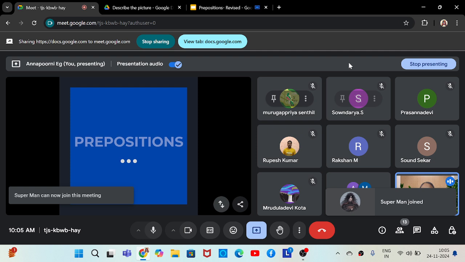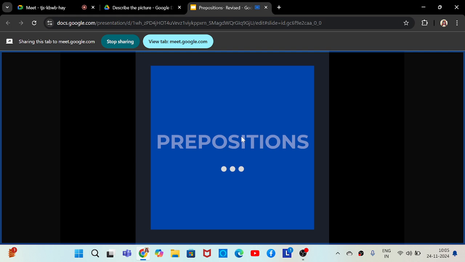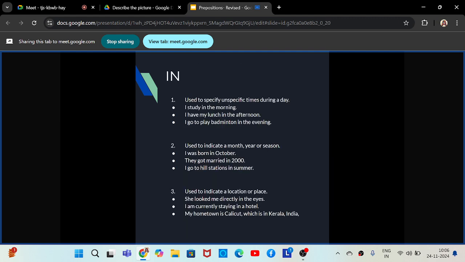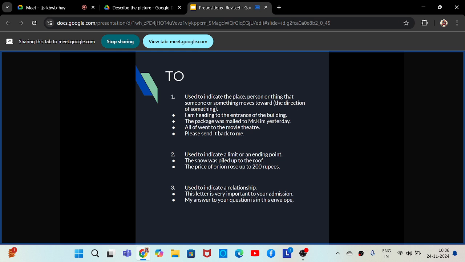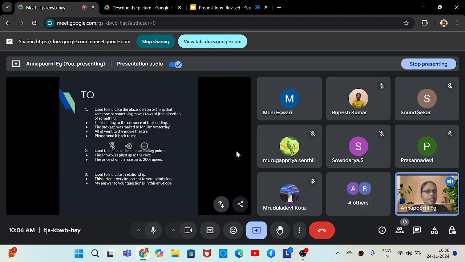Prepositions are small words that are used to connect the noun or pronoun in a sentence to the other parts of the sentence. Out of that, we completed on, in, at, of. Okay, we completed till of. So now we have to start from to. Or have we completed to? I don't remember. Till which one did we complete? Does anyone remember? Is it till of or to?